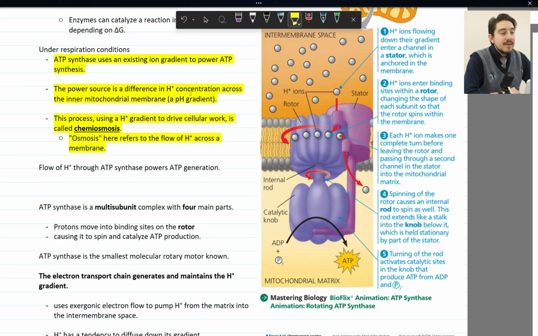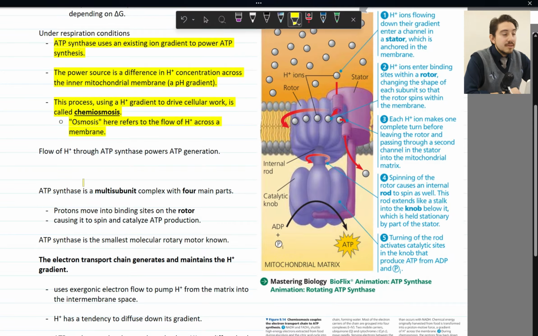producing ATP. So this process where you have a gradient to drive cellular work is called chemiosmosis. Osmosis in the sense that it's referring to a flow of hydrogen ions across a membrane. And that flow of these ions is what drives the ATP generation. So this is what ATP synthase looks like.